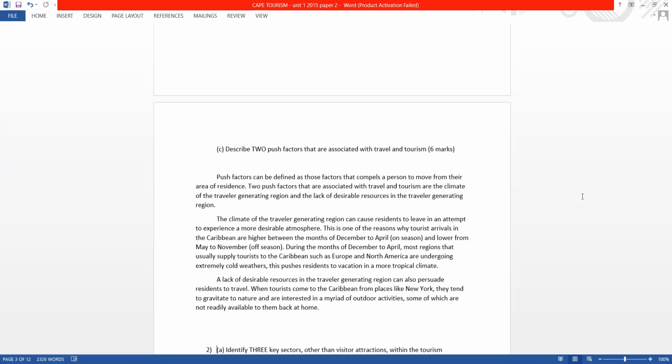So let us get into the first push factor. The climate of the traveler generating region can cause residents to leave in an attempt to experience a more desirable atmosphere. This is one of the reasons why tourist arrivals in the Caribbean are higher between the months of December to April, the on-season. That is what you call the tourism on-season. This is when persons travel a lot, and lower from May to November.